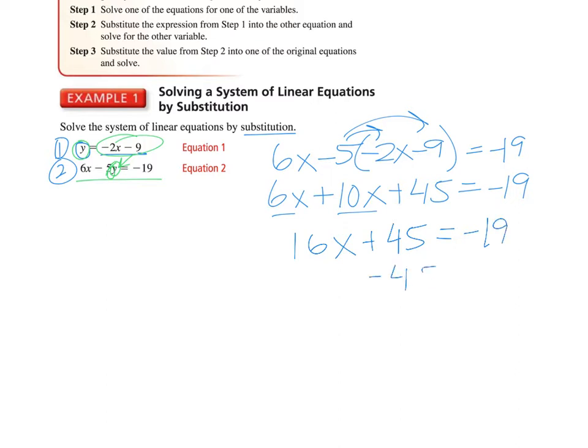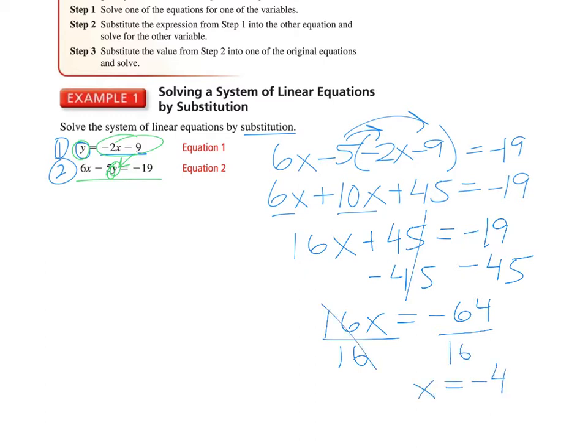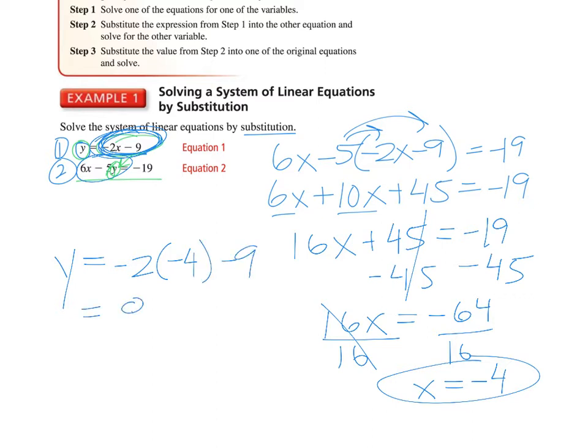I will subtract 45. So I end up with negative 64. I divide by 16, and I get x is equal to negative 4. All right, so I have x. Now I just need to solve for y. So you could take this x and plug it into either expression here and solve for y. Okay, so if I plug it in here, then that allows me to solve for y easily. So y is equal to negative 2 times negative 4 minus 9. So I have 8 minus 9, y is equal to negative 1.